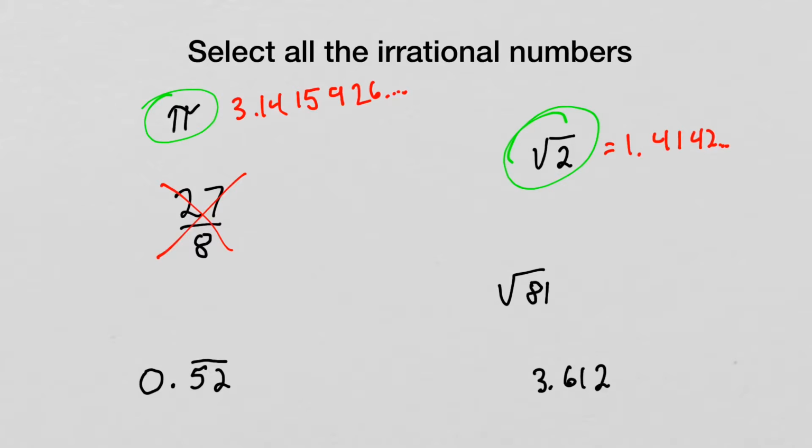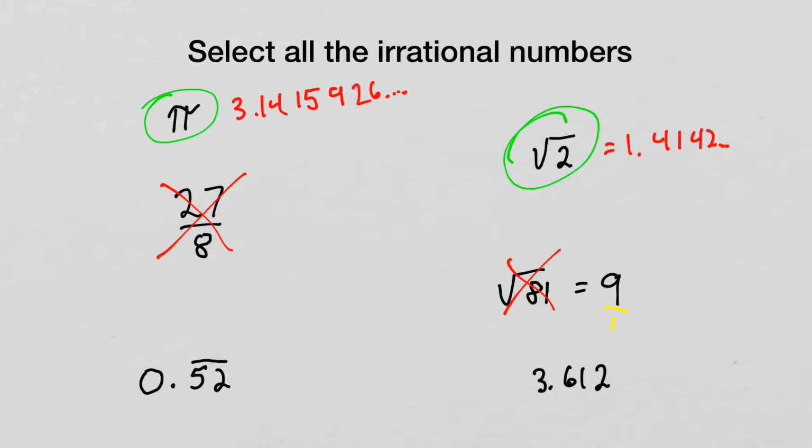What about the square root of 81? Well, the square root of 81 can actually be simplified to say 9, because 9 times 9 is 81. Even though 9 isn't a fraction, any whole number you can just take and put over 1, and it's still equivalent. So we know that then the square root of 81 is a rational number because it comes out to be 9.